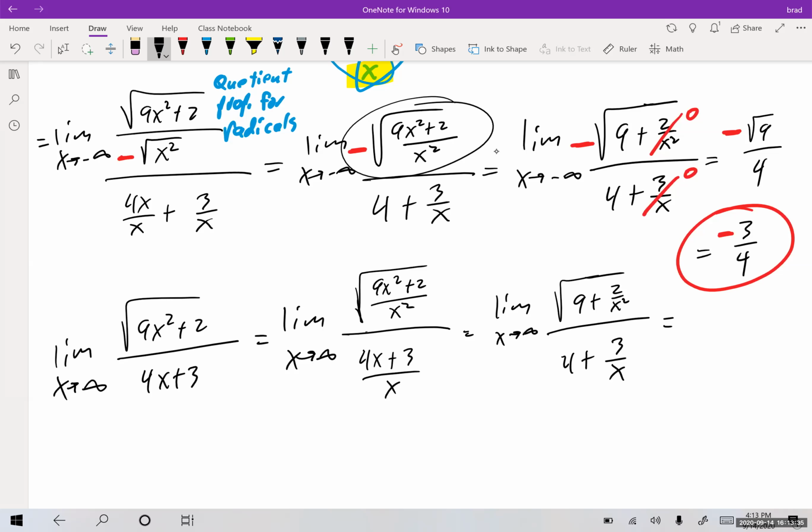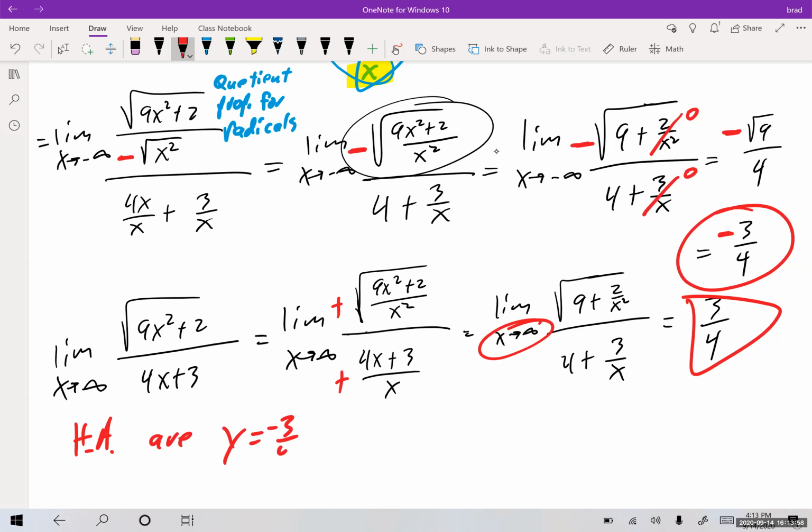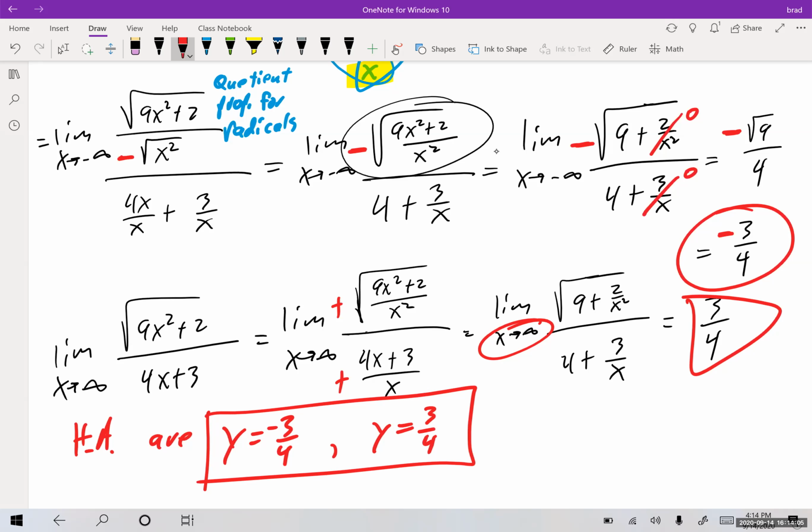And I don't have to worry about a negative because this is always approaching a positive, right? And this is always approaching a positive because we're approaching x as a positive. So I can just write, this will be 3 over 4. And that will be my other horizontal asymptote. So down here, I'm going to say my horizontal asymptotes are y equals negative 3/4 and y equals 3/4. So you must name your horizontal asymptotes. Okay, so that is how you can do a slightly harder problem working with horizontal asymptotes.